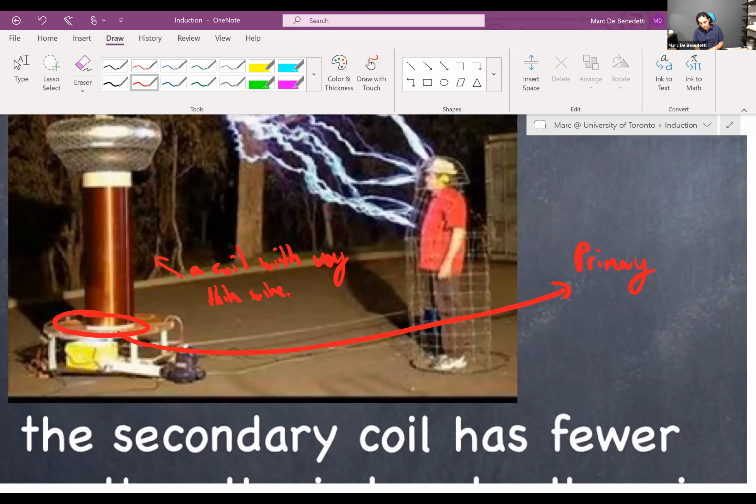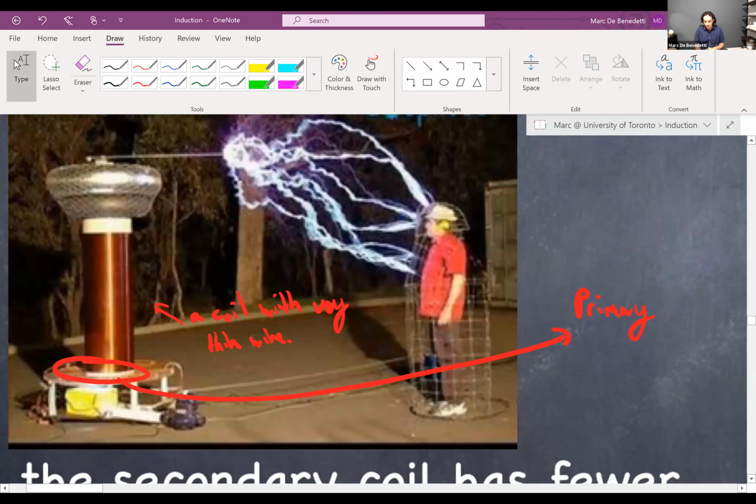Now, here you see a man standing in a Faraday cage. So he's safe from the electrical shocks. Weirdly enough, they actually put the Tesla coil itself into a Faraday cage, which I thought was kind of fun. That just protects the circuitry in the Tesla coil if it decides to arc to the Tesla coil.